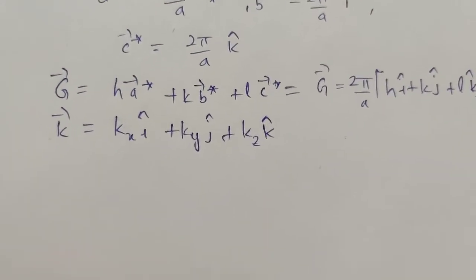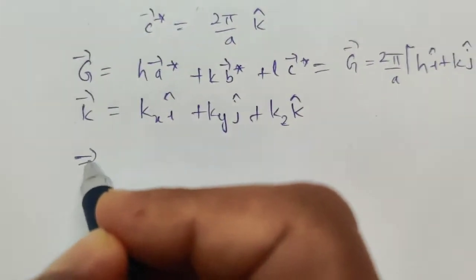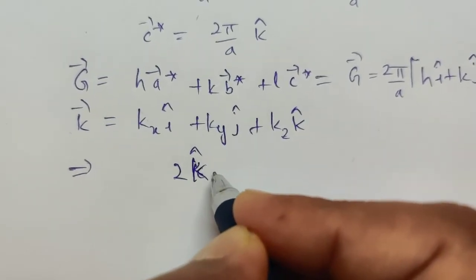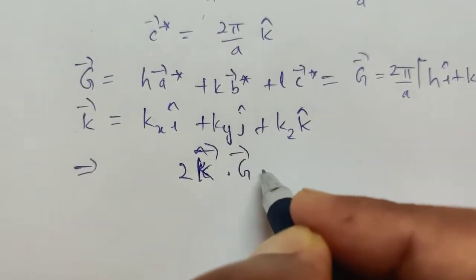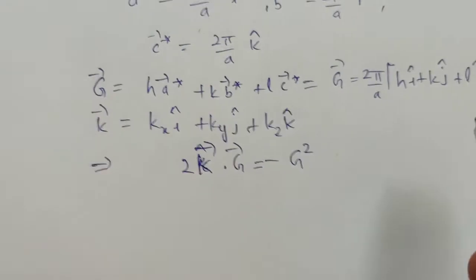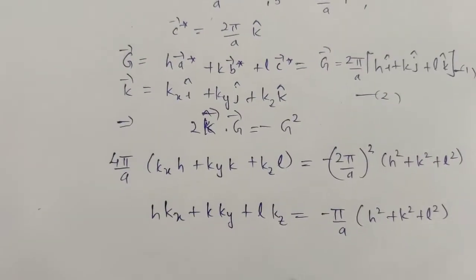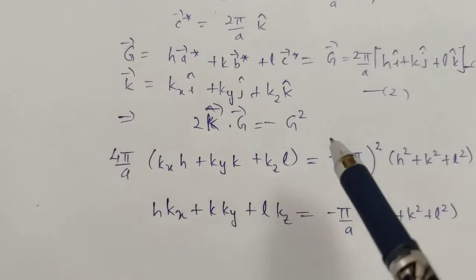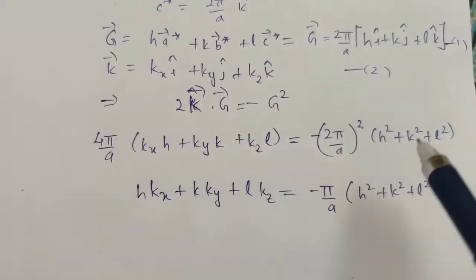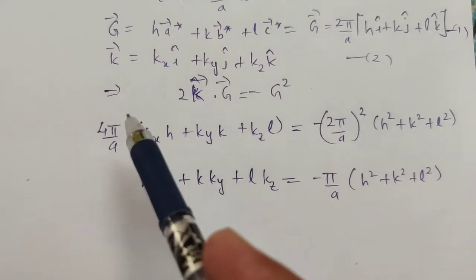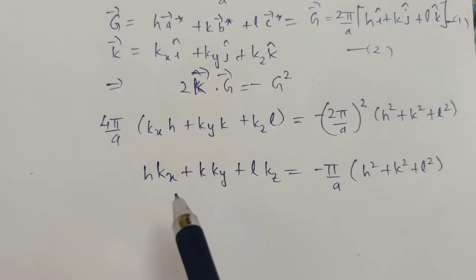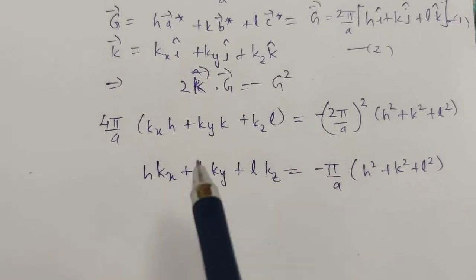So now if I use Bragg's law in vector form, this will be k vector dot G equal to minus G square. So now putting these values of k and G into this equation, we will have the dot product of this k and G, and this will be the square of this G vector. So now by solving, this will be cancelled by this, and the surviving factor will be minus pi by a. So now this represents the family of 6 planes.